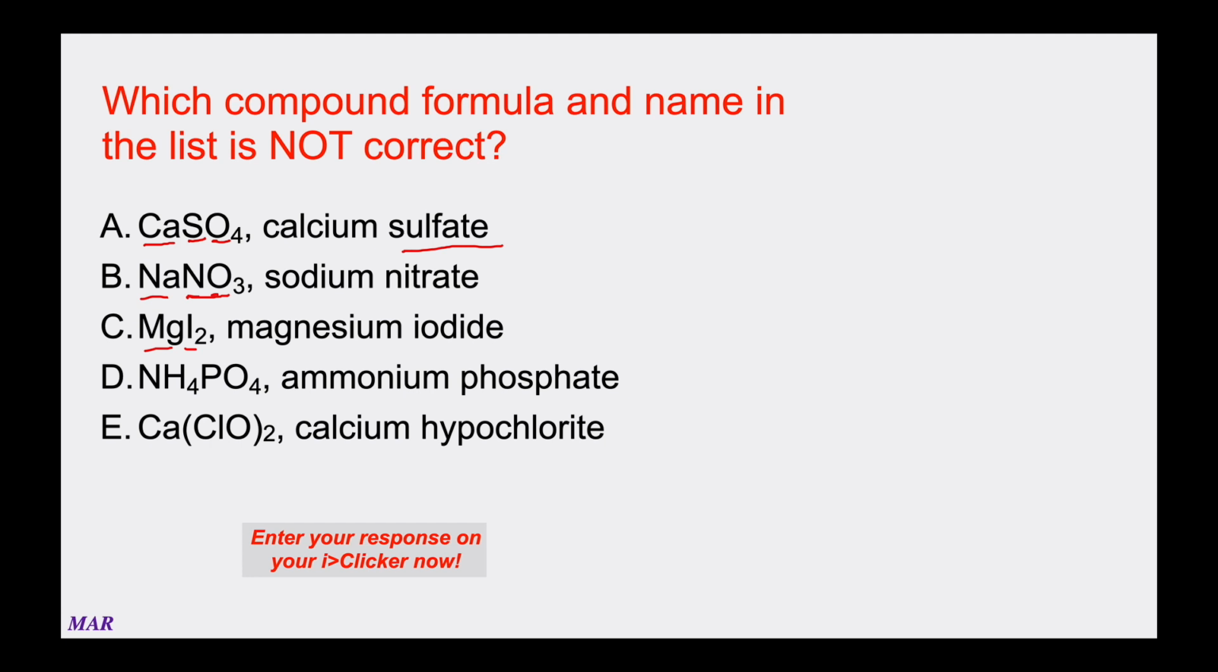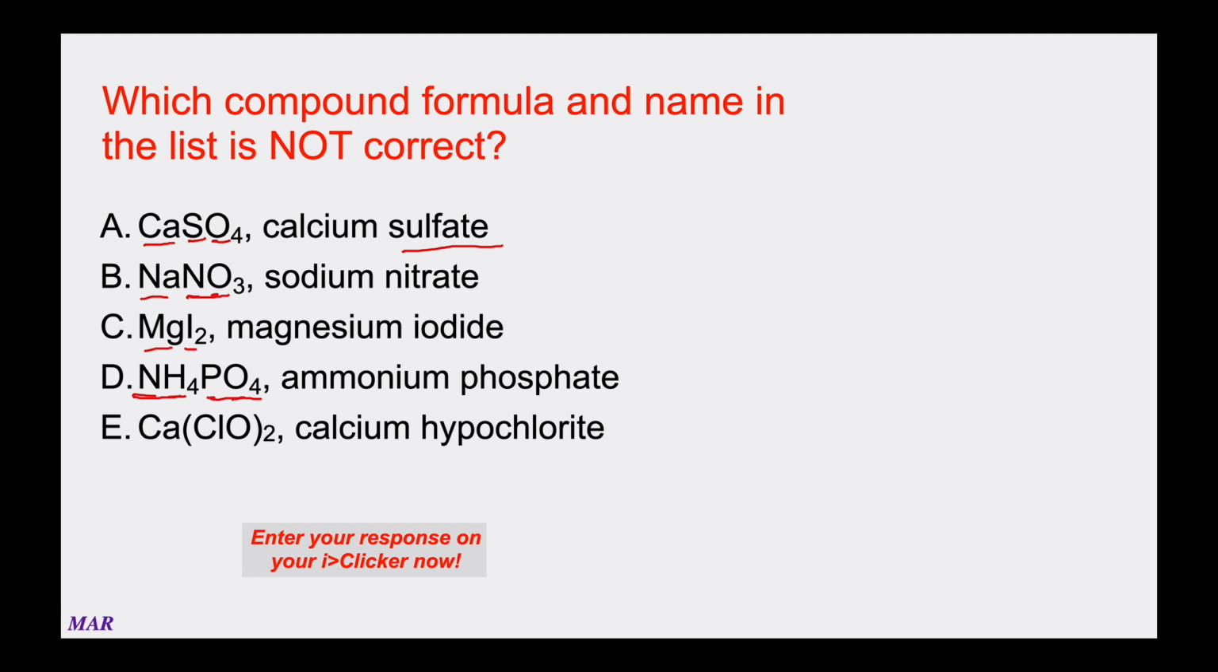Now, on D, let's count the atoms. Nitrogen, hydrogen, phosphorus, oxygen. 4 types of atoms. You could, and you do, have 2 polyatomic ions here: ammonium and phosphate. The NH4 is the ammonium, and the phosphate is PO4. But the problem here is that phosphate has a negative 3 charge, and ammonium, one of the few positive ones, has a positive 1 charge.